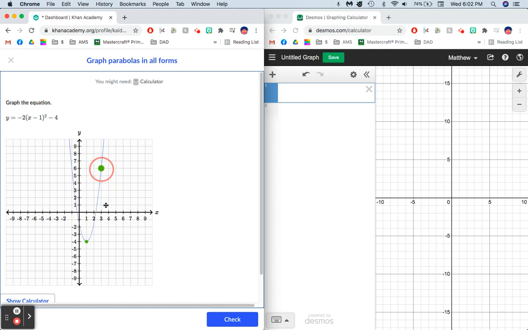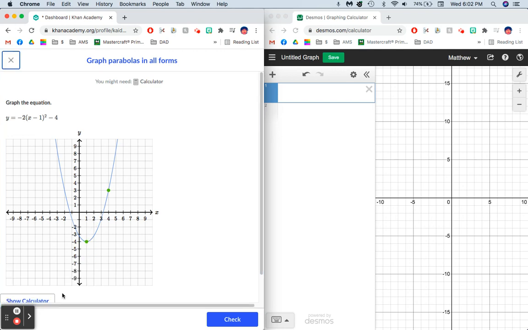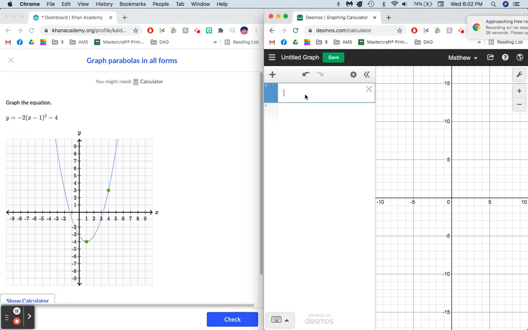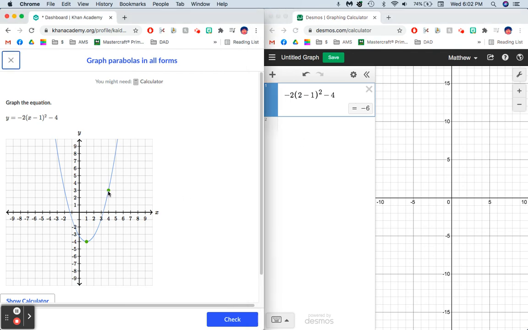I need to find one other point. I don't know where it goes. I like to pick the point just right next to the vertex and see if that works. So I'm going to plug in an x value of 2 and see if that works. It's going to be negative 2 times 2 minus 1 squared, and then minus 4. That turned out nice, right? So when my x value is 2, I chose it because it's right next to the vertex, my y value is negative 6. My other point should be 2, comma, negative 6, and done.